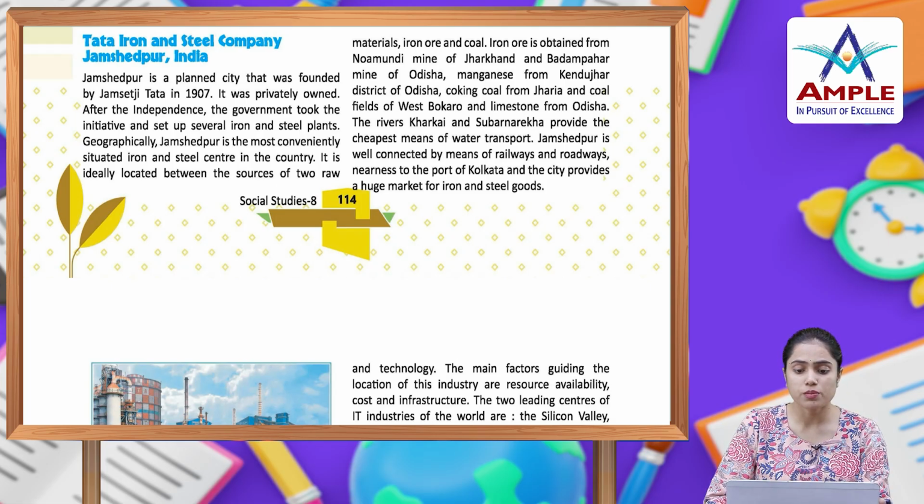Iron ore is obtained from Namaundi mine of Jharkhand and Badampahar mine of Odisha. Manganese from Kendujhar district of Odisha. Coking coal from Jharia and coal fields of West Bokaro and limestone from Odisha. The rivers Kharkai and Subarnarekha provide the cheapest means of water transport. Jamshedpur is well connected by means of railways and roadways. Nearness to the port of Kolkata and the city provides a huge market for iron and steel goods.